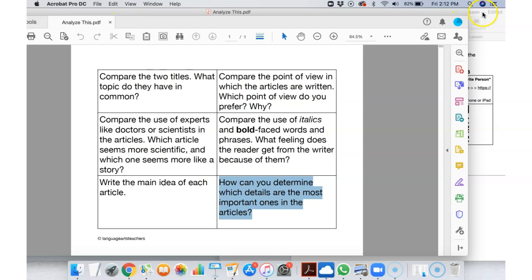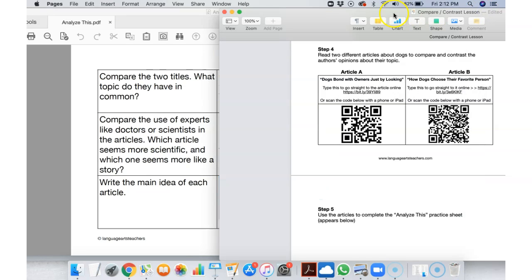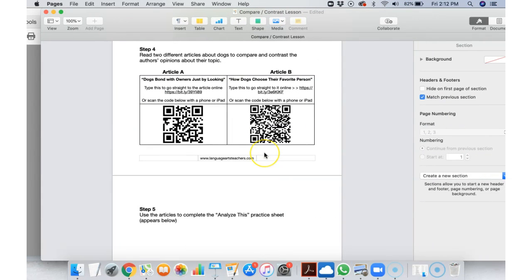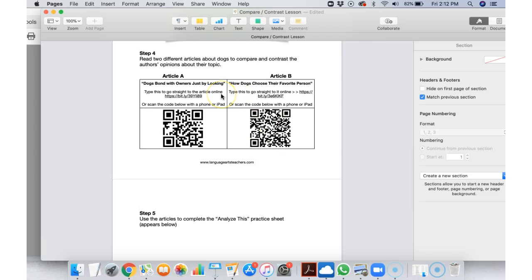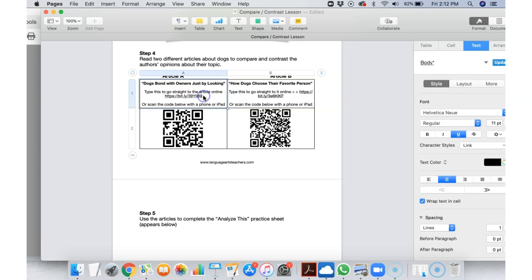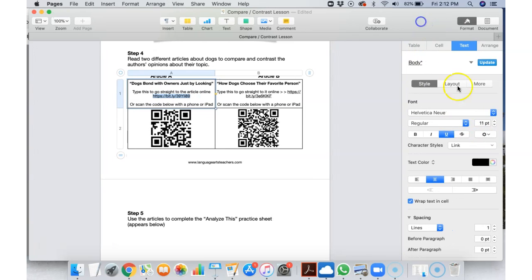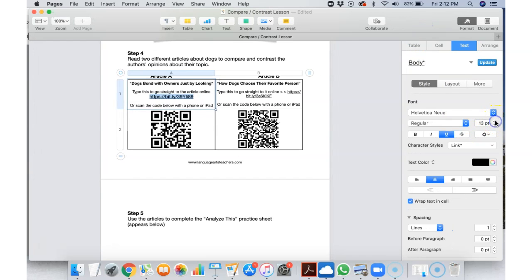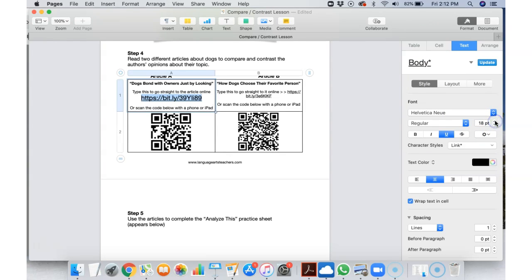But let me show you how to access the articles, okay? So this is your student instruction sheet. There are several ways to access the articles. First of all, you can type this short link. You can type it right into a browser, right? I'm going to make this a little bit bigger. It's hard to tell what all of it is. Let's see if I can make it as big as I can. Okay, that's a little bit easier to read, right?